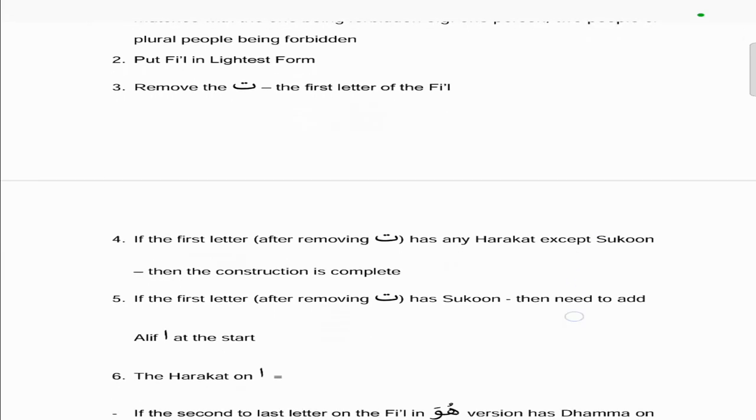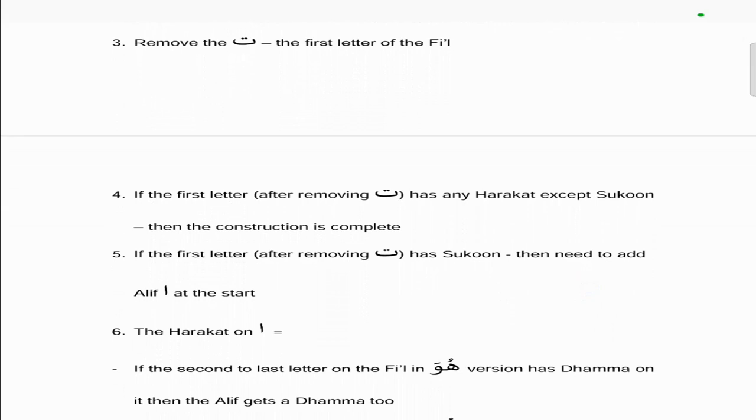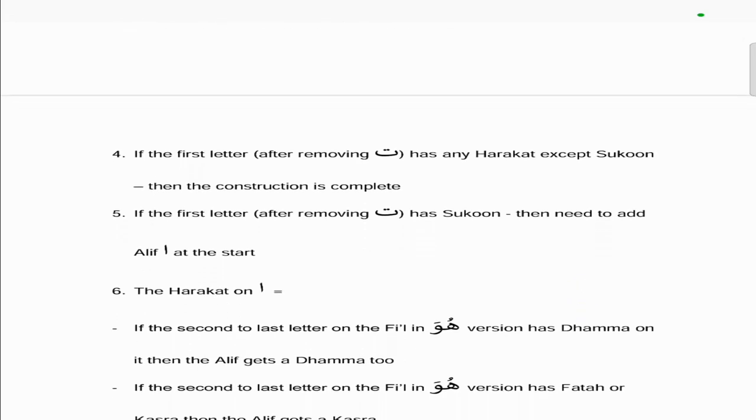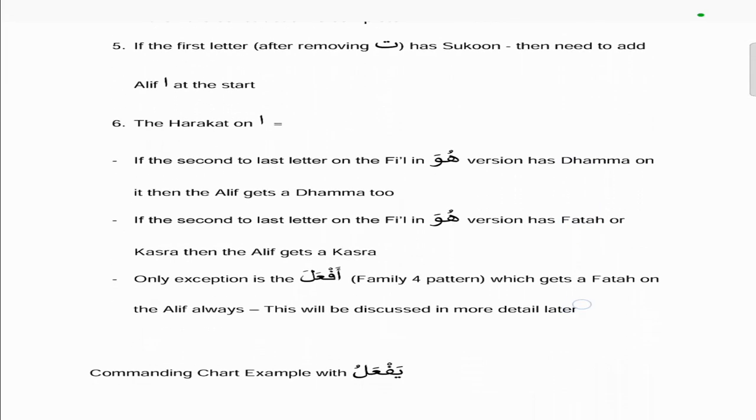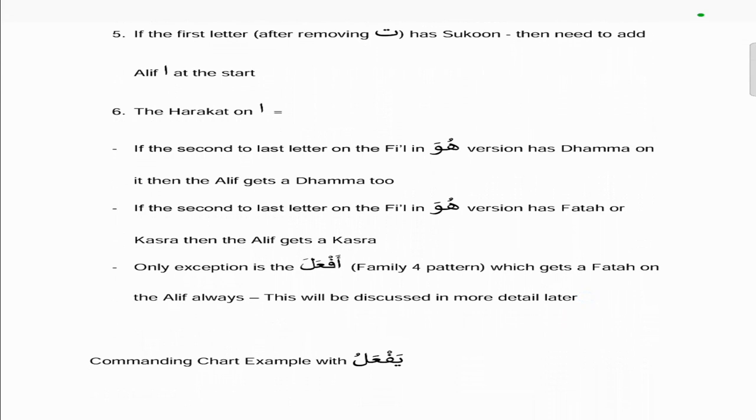And then if the first letter, after removing the ta, has any harakat except sukoon, then the construction is complete. Meaning, after we remove that first letter ta, if the new first letter has any harakat except sukoon, then it's done. We've finished, the command is complete. But if that first letter, after removing the ta, has a sukoon on it, then we need to add an alif to the start. And the harakat on the alif depends on a few things.